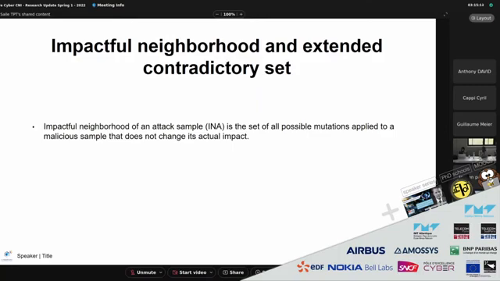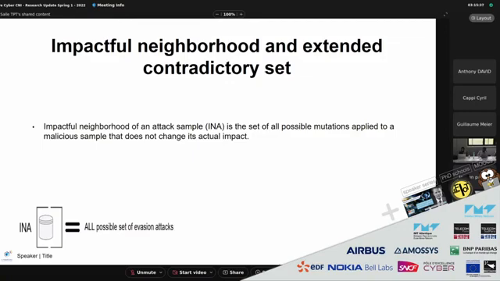So to formalize this concept, we will call it the impactful neighborhood of an attack sample, INA, which is the set of all possible mutations applied to a malicious sample that do not change its actual impact. So people studied INA, but they never understood its impact.